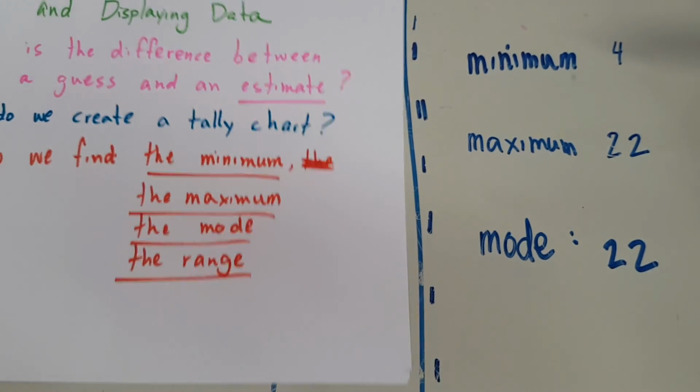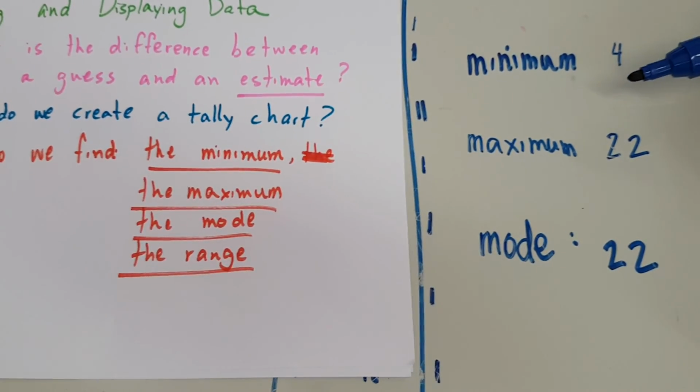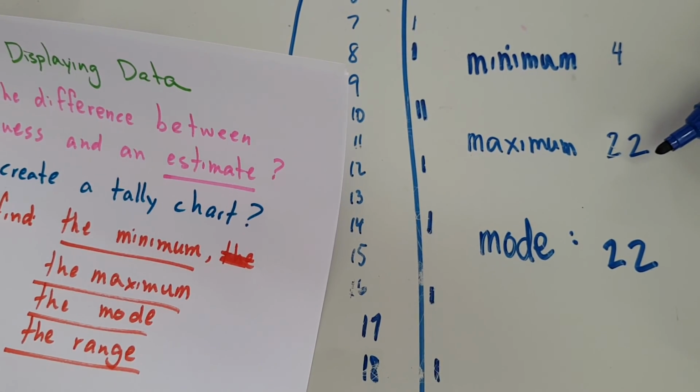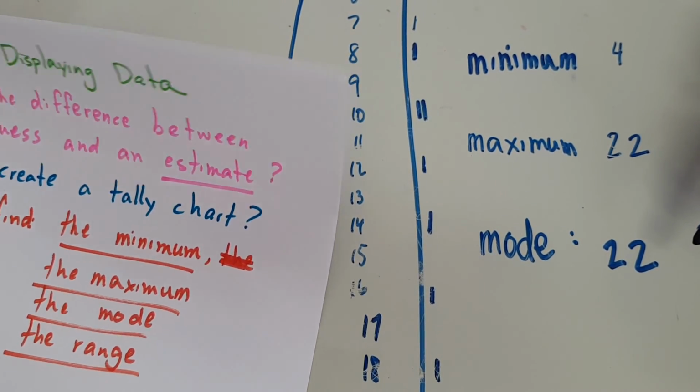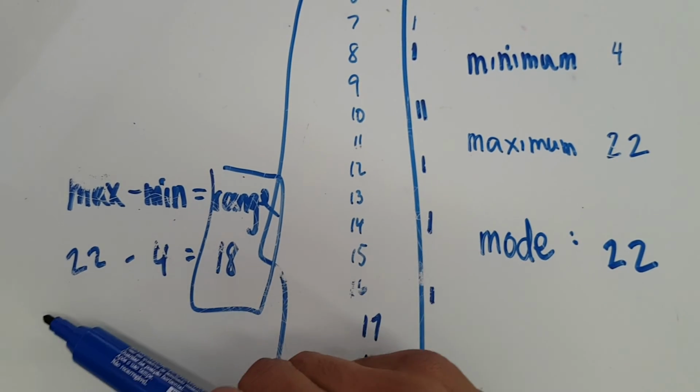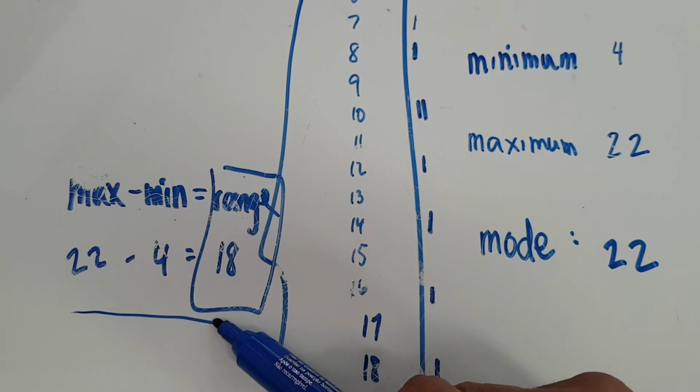And once you have all your data, the minimum is the data with the lowest value. The maximum is the data with the greatest value. The mode is the most popular. And the range is the different kinds of answers you could get, or the maximum minus the minimum.